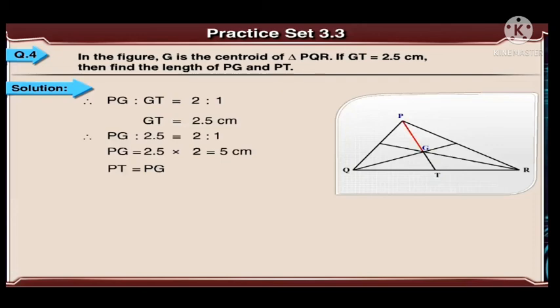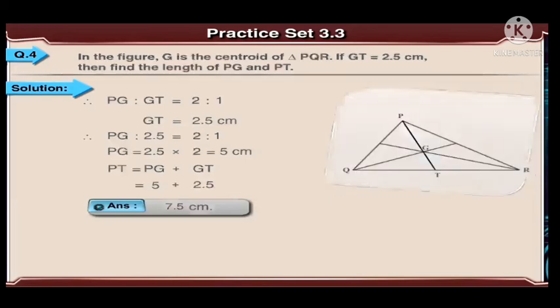PT is equal to PG plus GT. That is equal to 5 plus 2.5, that is equal to 7.5. So the answer is 7.5 centimeters.